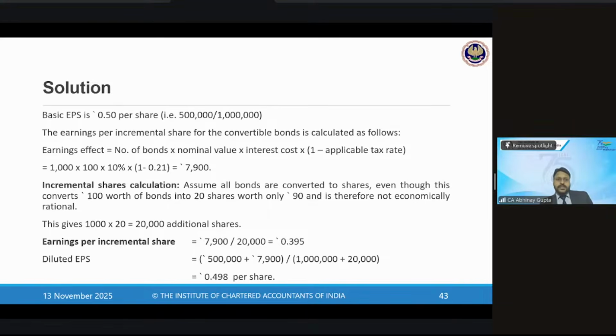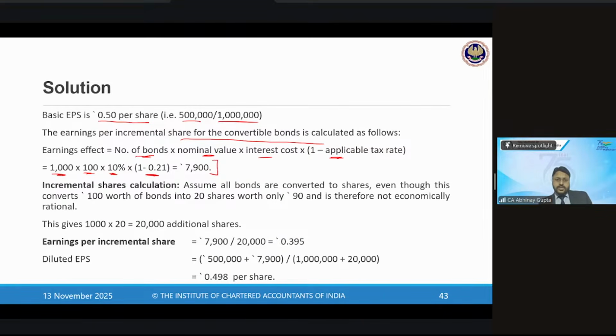So let's see. The basic earning per share would be 0.5, relatively easy, right? So 5 lakh divided by 10 lakh. The earning per incremental share for the convertible bond is calculated as follows. Earning effect is number of bonds into nominal value into interest rate into 1 minus applicable tax rate. This is the formula. How many bonds are there? 1000, right? What is the face value or the nominal value? 100. What is the coupon rate? 10% into the tax effect, right? So 7900 is the amount, which will be adjusted into the numerator earnings, right?